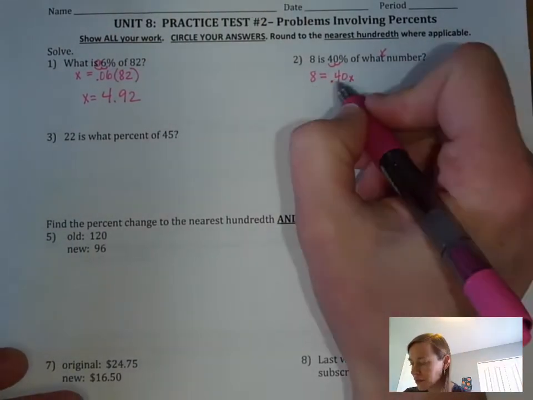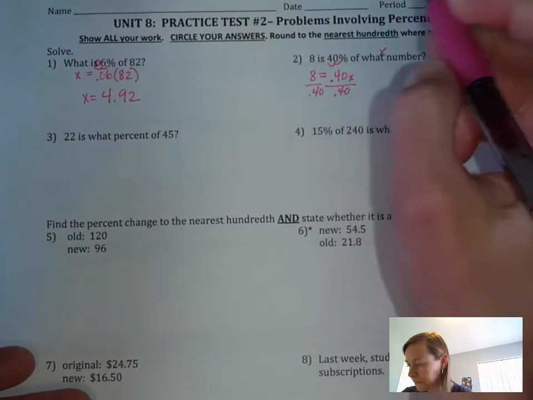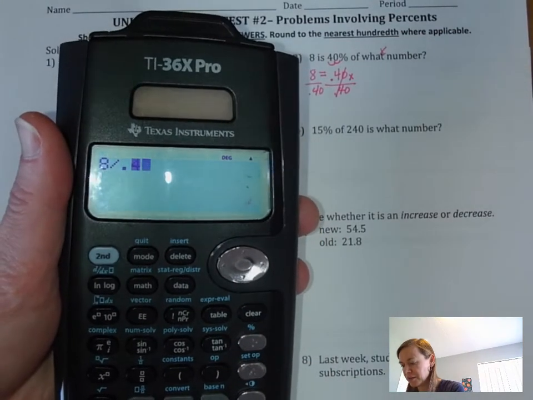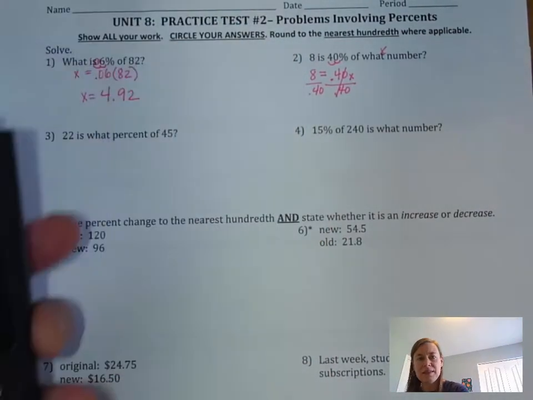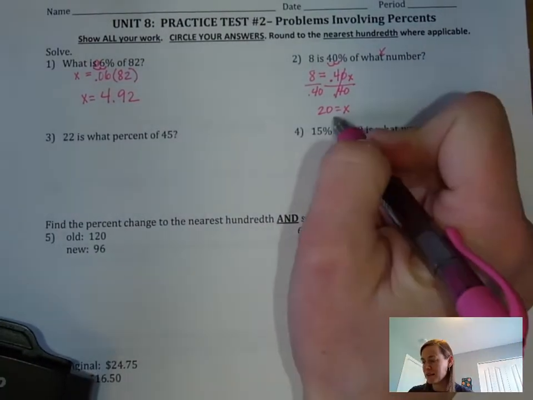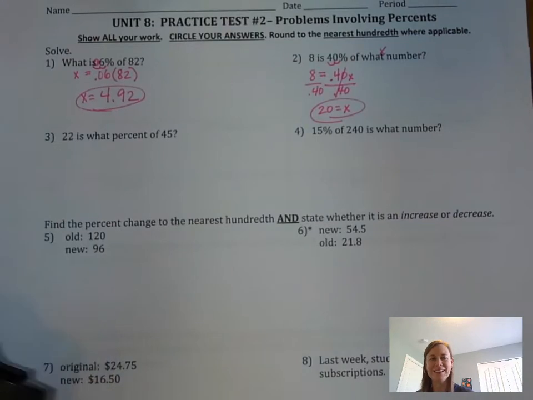Now we have to solve for x. We're going to do that by getting rid of the 0.40. Let's divide it away. That will cancel, and you'll have to do 8 divided by 0.40, and that's going to give you 20. So 20 equals x, and that is your answer. I didn't circle that one. There we go. Let's keep going with number 3.